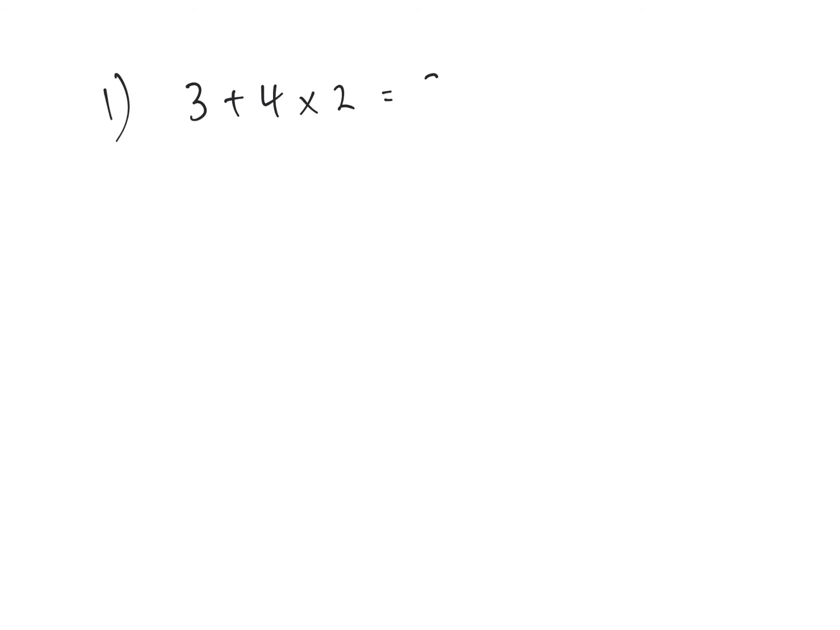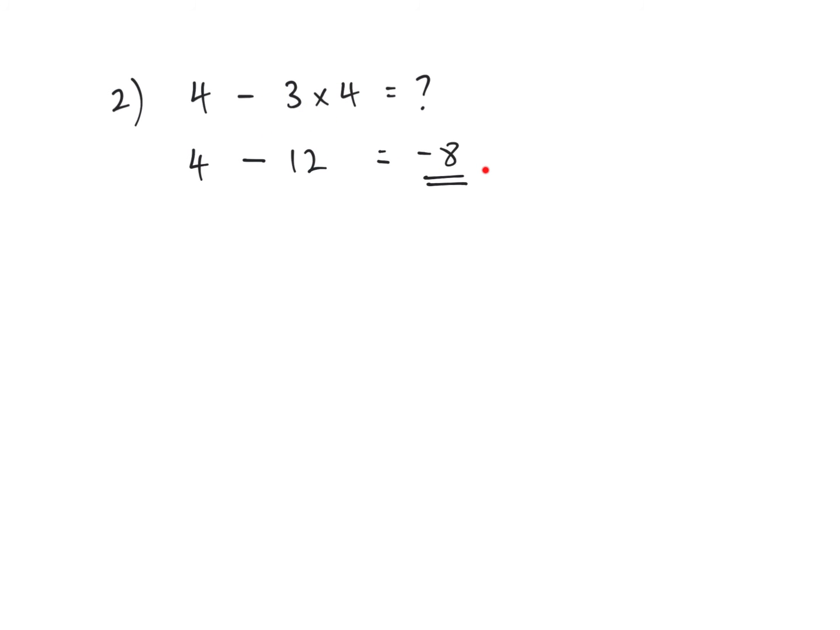So 3 plus 4 times 2 equals, well, let's find out. So first of all, we do the 4 times 2, and that gives us the 8. And then finally, we can add them together. So 8 plus 3 gives us 11. For the next one, so again, slightly harder. 4 minus 3 times 4 equals, let's find out. So again, 4 minus stays, and then 4 times 3 gives us the 12, and then 4 minus 12, it's not positive 8, it's take away 12, so we do have a negative number, so minus 8.